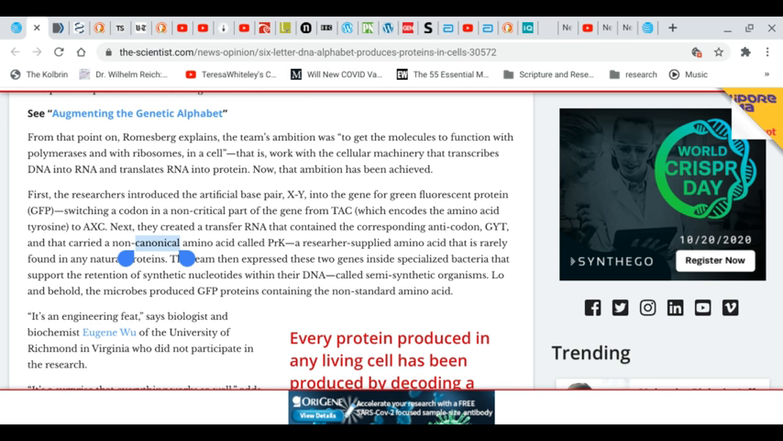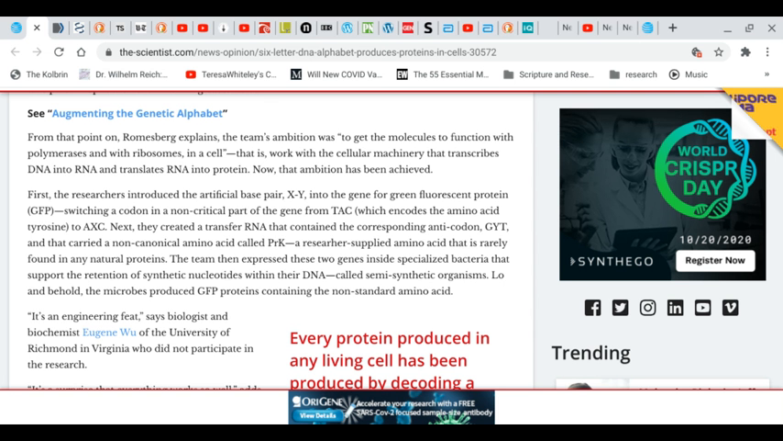Where have we heard that word before? Canon, as in scripture. So non-canonical would be not conforming to the canon, which is our original four bases. Anyways, I digress. That carried a non-canonical amino acid called PRK, a research-supplied amino acid that is rarely found in any natural proteins.